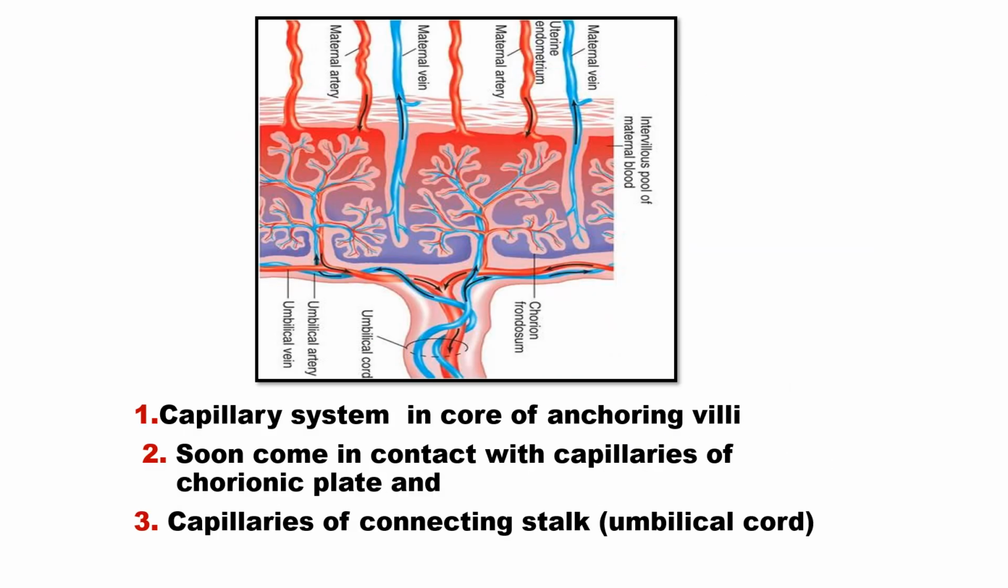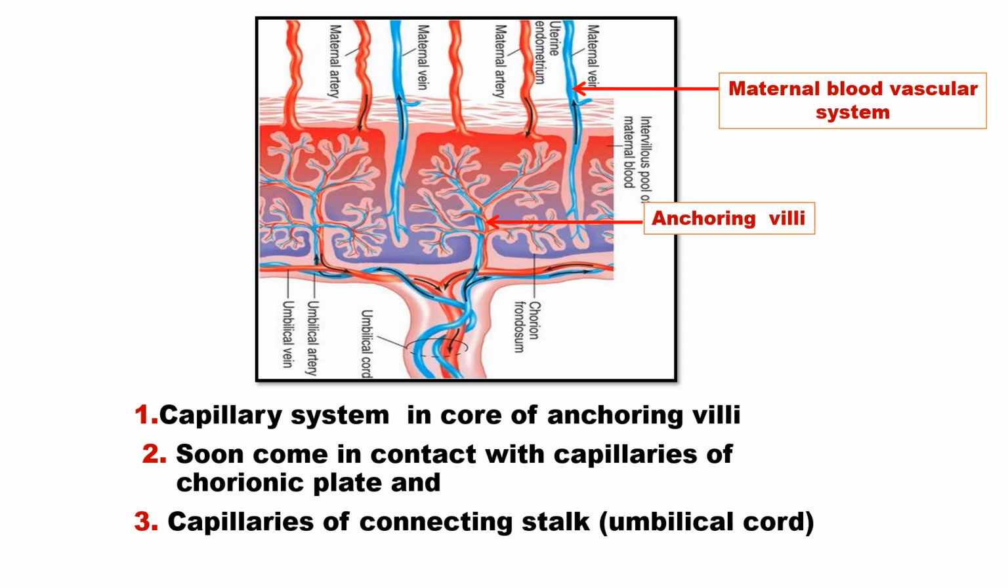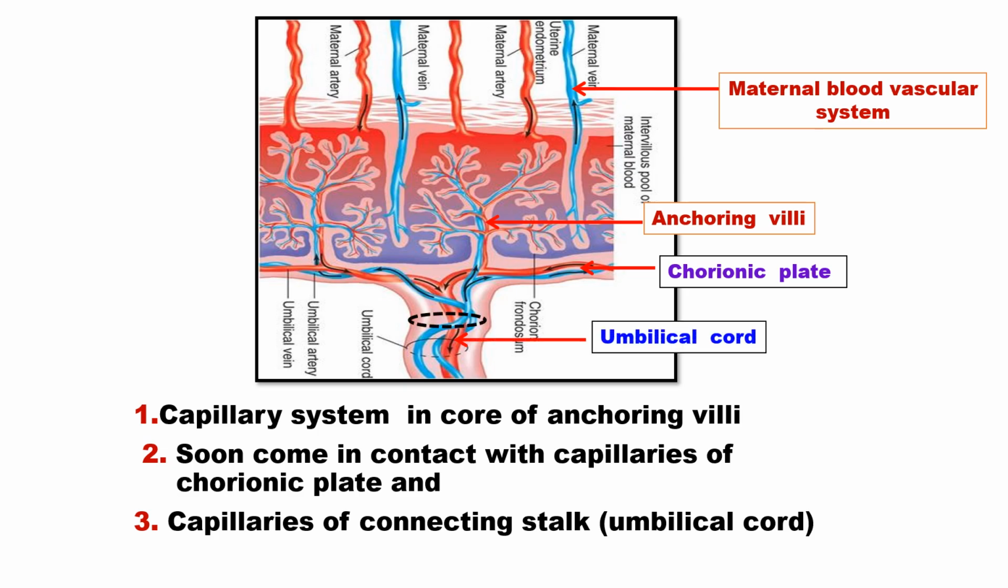Now coming to the important connections of the capillary system. The capillary system in the intervillous spaces, which is bathed with maternal blood, communicates with the anchoring villi and its branches, the floating villi. The anchoring villi further come in contact with the capillaries present in the chorionic plate. Capillaries in the chorionic plate finally communicate with the blood vessels in the connecting stalk, which is now known as the umbilical cord.